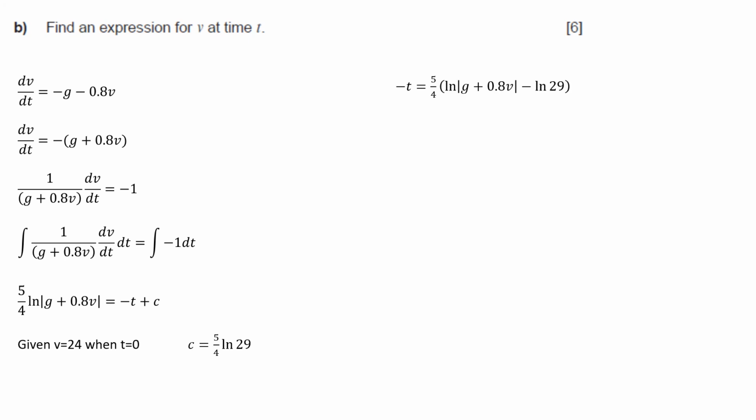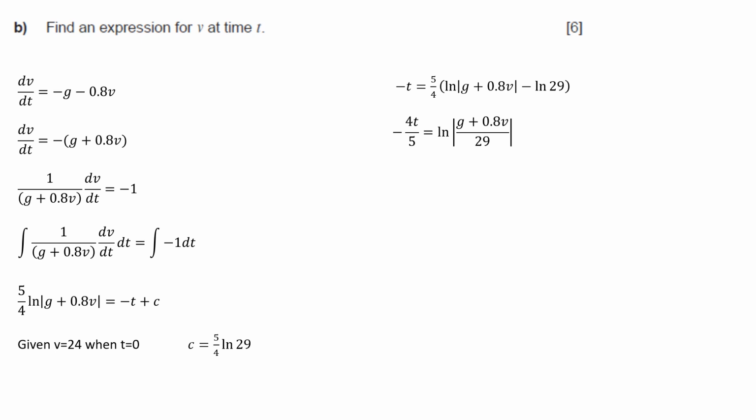So I've now got that minus t equals 5 over 4 ln g plus 0.8v minus log 29. Log laws, log minus log is a division. And again, I'm using strict moduli because it could be considered to be negative if v was taking the wrong thing. And I've flicked that I've multiplied both sides by 4/5 just to bring that out, because I want to raise things to the base e in order to get rid of the logs.